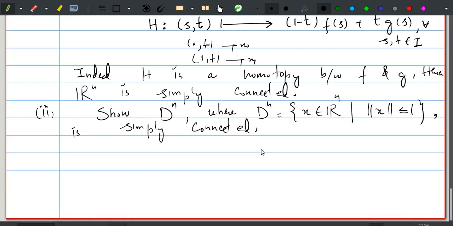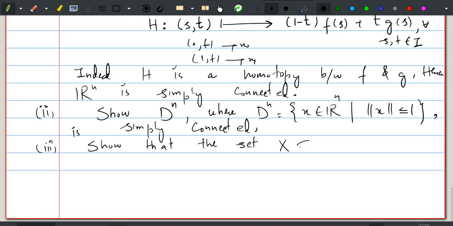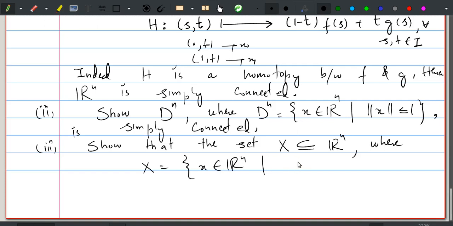There is one more example. Show that the set X, which is a subset of Rn, where X contains all those vectors of Rn whose length is bigger than or equal to half but less than or equal to 1, is not simply connected.